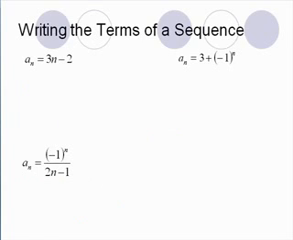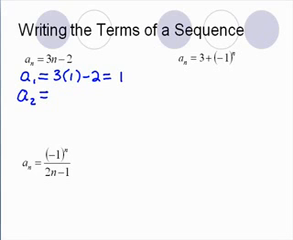So let's look at writing out the terms of a sequence. All that means is that you're going to be doing some substitution. So for a1, that's going to be 3 times 1 minus 2, which is 3 minus 2, or 1. Then a sub 2 is going to be 3 times 2 minus 2, which is going to be 6 minus 2, 4.